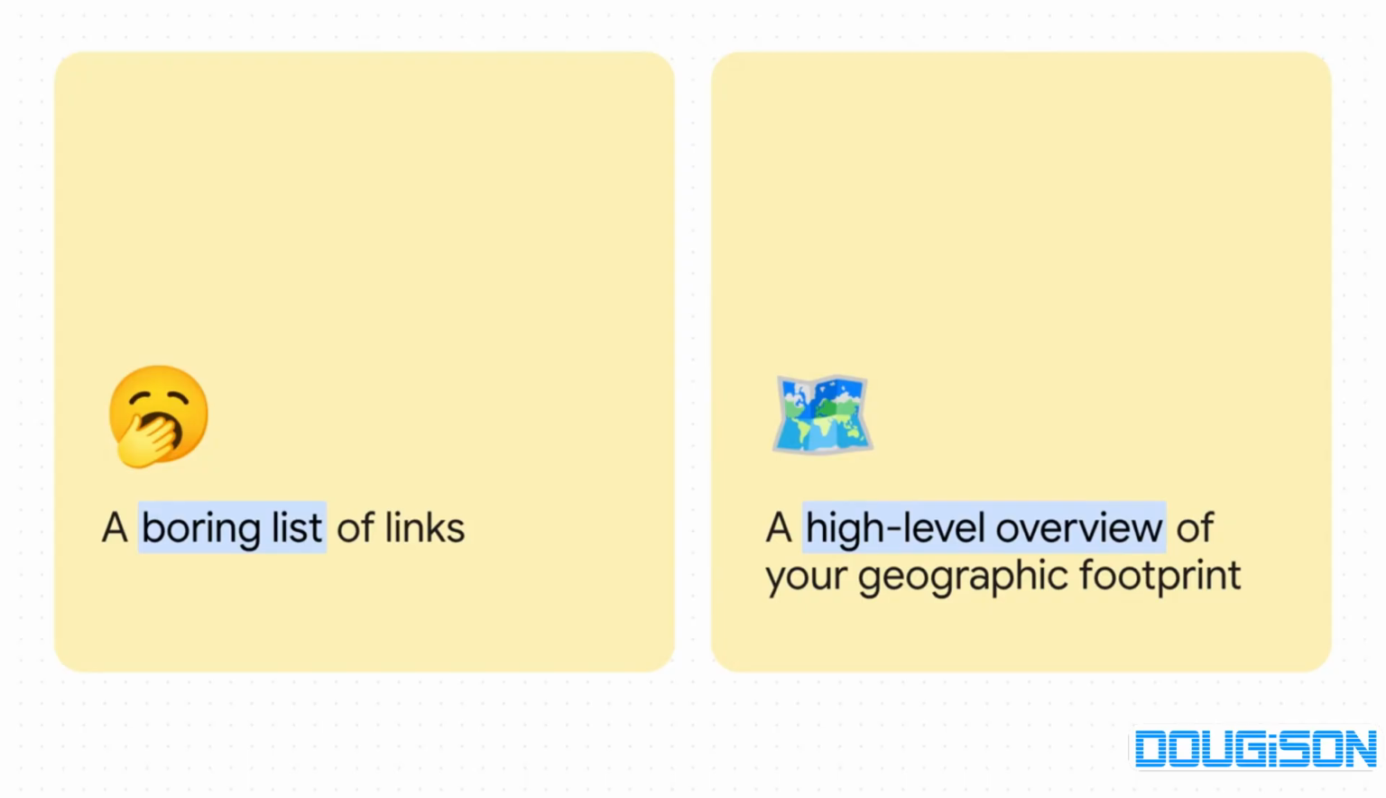You know the old method. We still see it way too often. It looks like an abandoned GeoCities page from 1998. Just a boring, ugly list of blue links pointing to different cities. Let's be real, that provides zero value to anyone. The new, modern method is to treat this page as a dynamic, high-level overview of your entire geographic footprint. You're actually telling a visual story about where you operate, keeping users fully engaged rather than forcing them to decipher a giant wall of text.